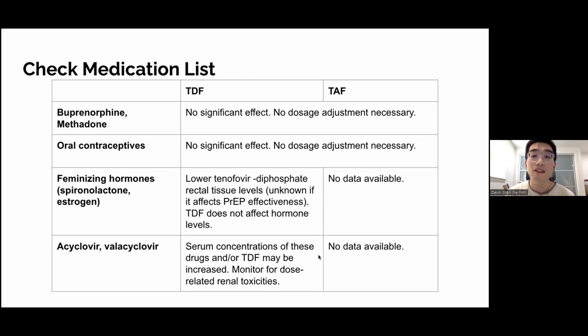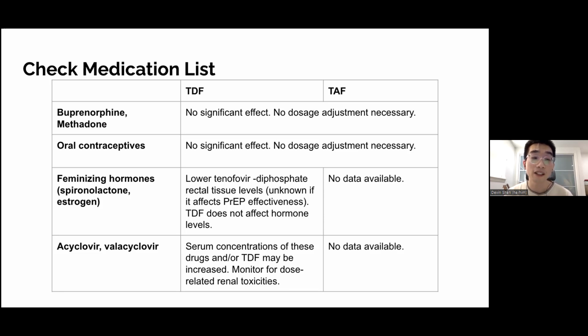The next part of the initial history is checking the patient's medication list. So here are some common medications that patients may ask you about when you start PrEP. PrEP does not interact with buprenorphine nor methadone, and neither TDF nor TAF, the active ingredients in Truvada and Descovy, interferes with oral contraceptives. So no dosage adjustments are necessary.